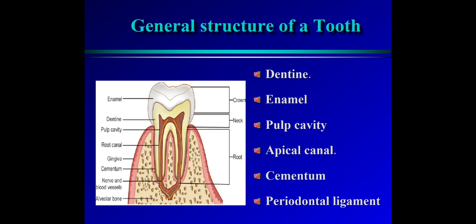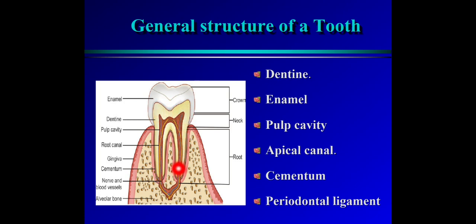Next, again the general structure of the tooth. What are the different parts of the tooth that we'll see here? The major portion of the tooth is formed by the dentine. So here in the picture, this creamish yellowish structure seen here is the dentine. It is the main part of the tooth. It is present in the crown and it is also present in the root.